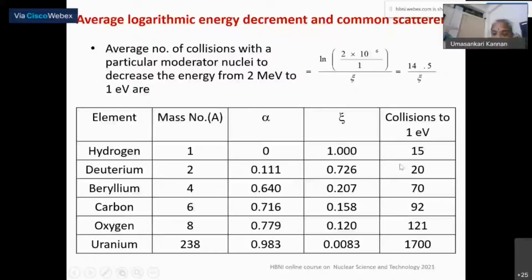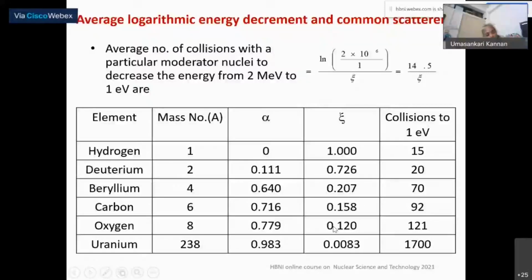For deuterium, it is about 20 collisions. Now you can see that for carbon, about 92 collisions are required when a neutron strikes a carbon atom or graphite moderator, let us say if we have a graphite moderator, to go from 2 MeV to 1 electron volt. And for uranium, it requires about 1700 collisions, because its A is very high and alpha is very high, and zeta is therefore going to be very, very small.